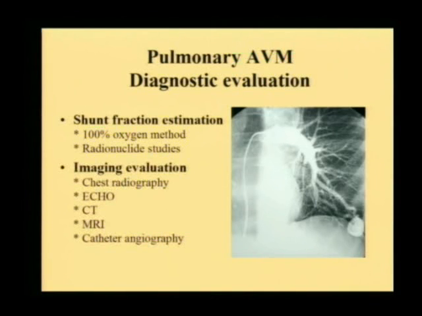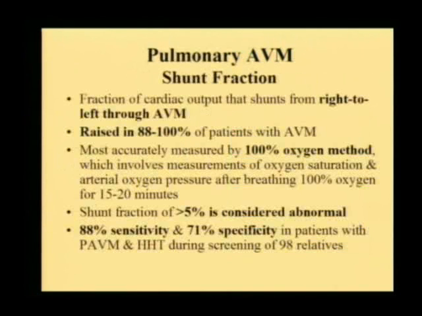And once you have defined that there is a right to left shunt and the shunt fraction is beyond 5%, then you need to have imaging evaluation to decide on the course of treatment. There are many investigations which you can do. We'll go over them quickly.